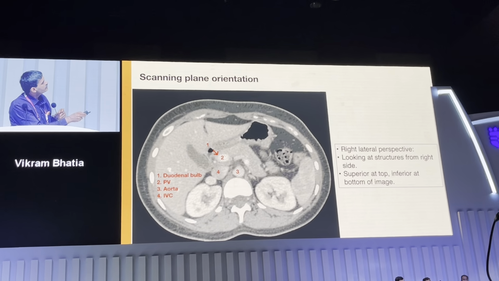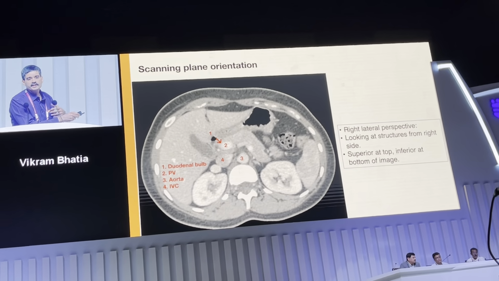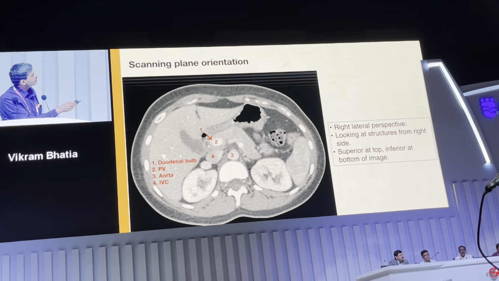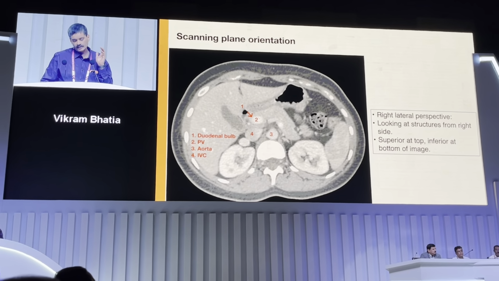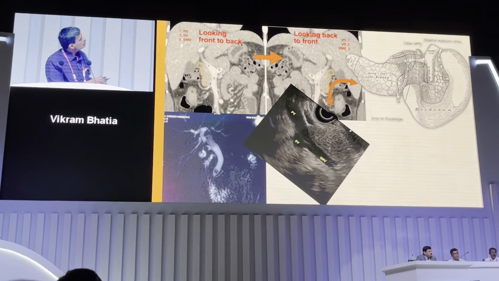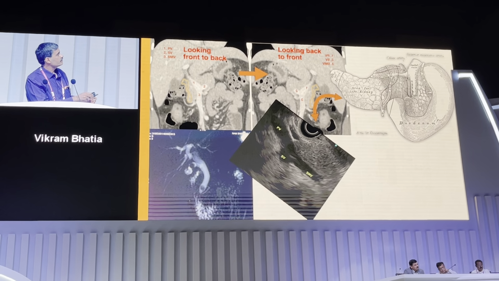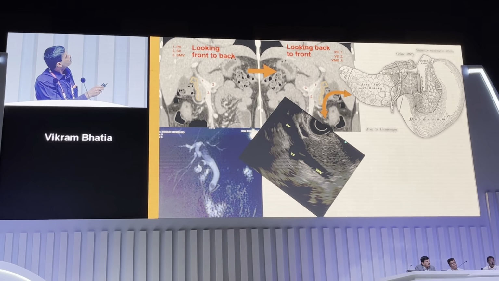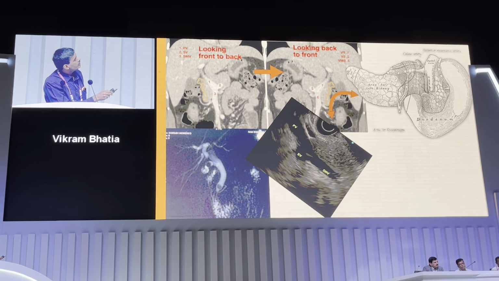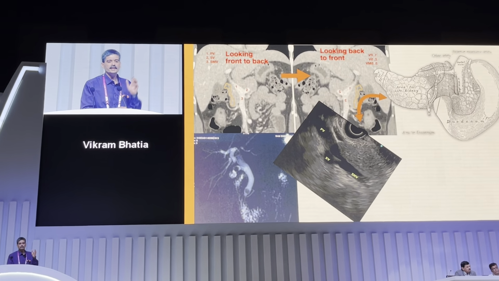remember that the imaging is displayed as if you are looking from the right side of the patient. It gives you a right lateral perspective. So here is the duodenum, and this is the scan plane. You are looking from the right to the left of the patient. Also, the images that you see on EUS are the reverse of what you see in MRCP. In MRCP, you are looking from front to back, but in EUS, the image is from right to left, but also from behind to front.